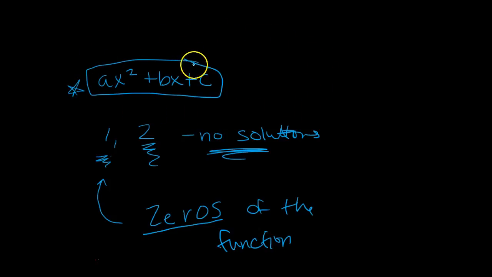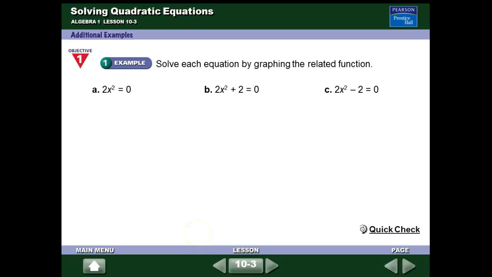This is the standard form of the quadratic equation, with an a, b, and c. The directions say to solve each equation by graphing the related function. The important piece here is that we're going to go through there being 1 solution, 2 solutions, and no solutions. So we're going to be able to take a look at all 3 different types of solutions to a quadratic equation from this.